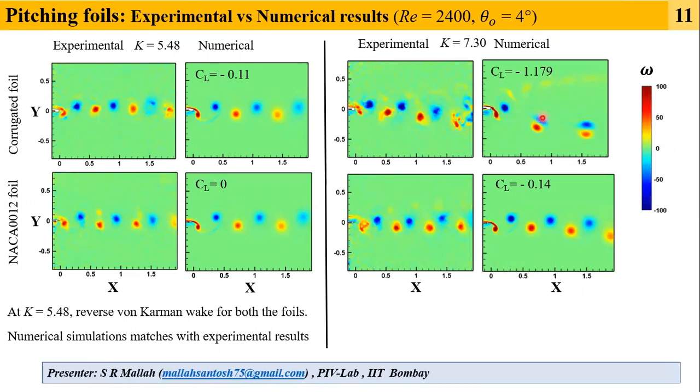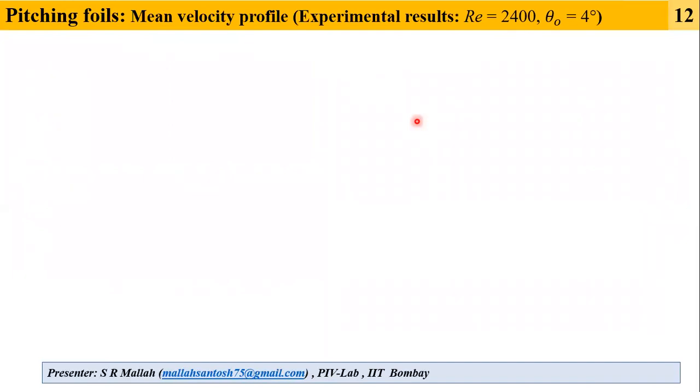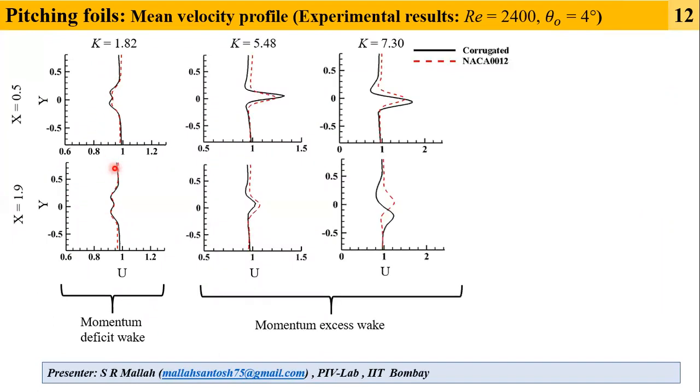With further increase in reduced frequency, the jet starts to deflect downward for the corrugated foil, whereas the jet is horizontal for the NACA foil. This indicates further that the lift coefficient is higher for the corrugated foil. If we look further at the mean velocity profile, at the lowest reduced frequency, as usual, we have a deficit wake. Then with increase in reduced frequency, we have a momentum excess wake, and at the highest reduced frequency, the jet is deflected downward.